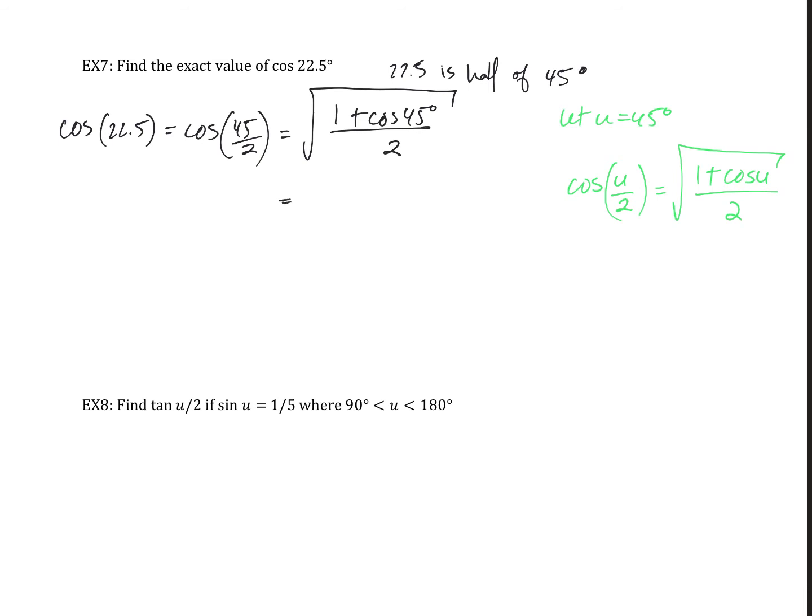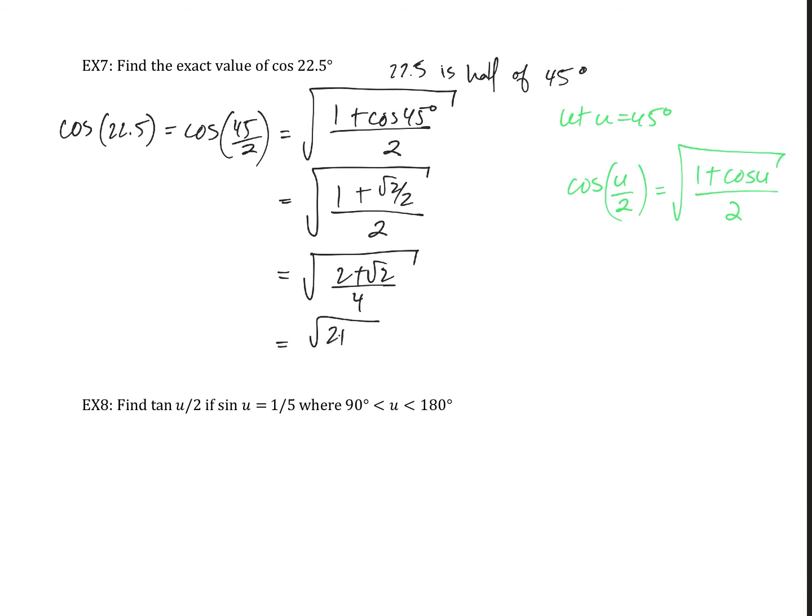And what is cosine of 45 degrees? Cosine of 45 degrees is square root 2 over 2. So we'll get the square root of 1 plus root 2 divided by 2 all over 2. Simplifying this, we'll end up with the square root of 2 plus square root of 2 divided by 4. And then lastly, simplifying that, we get the square root of 2 plus the square root of 2 divided by 2. Lots of 2's. Alright, so there we go. If you notice that the angle inside of the cosine, or whatever trig function you have, is half of one of the known angles, you can use the half angle formulas to solve for it. So it makes it a lot simpler.